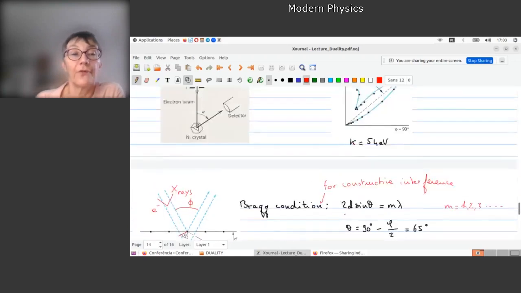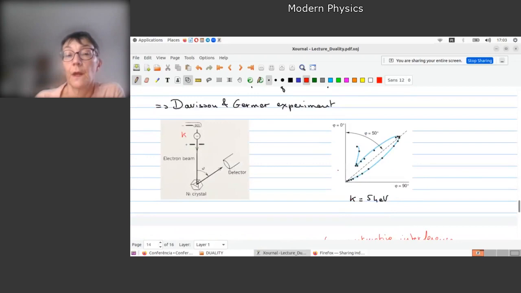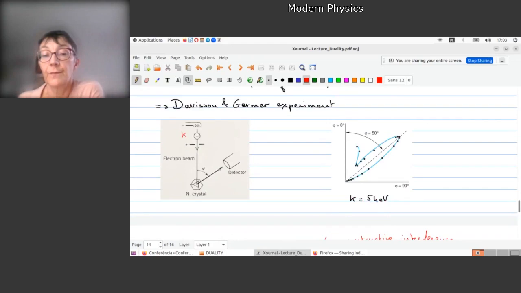And so the result of this Davisson-Germer experiment, for a kinetic energy of the electrons of 54 electron volts: they observed a very strong diffraction peak at this angle phi equal to 50 degrees.